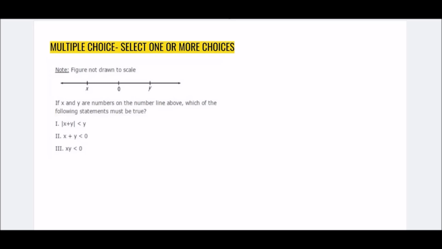Now read the question. If x and y are numbers on the number line above, which of the following statements must be true? We have to be careful about that must. Must means in every case the condition will be true. So our first case is modulus of x plus y is less than y. So let's consider x is minus 1, and y is 3, because y is a positive value from the figure and x is a negative value, right?